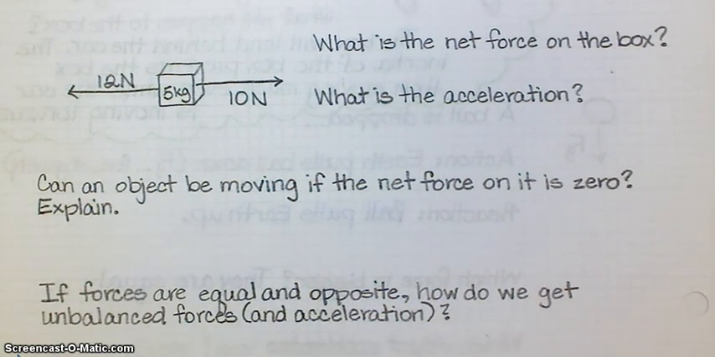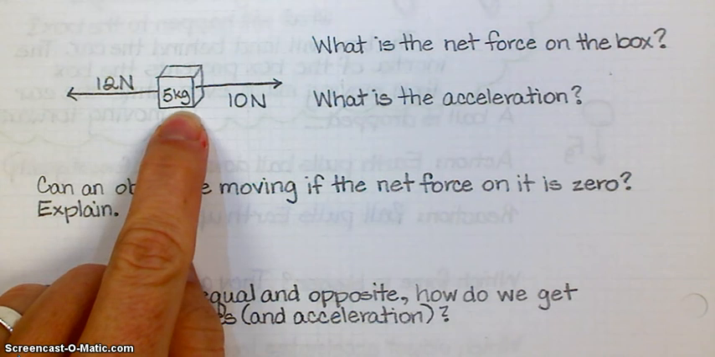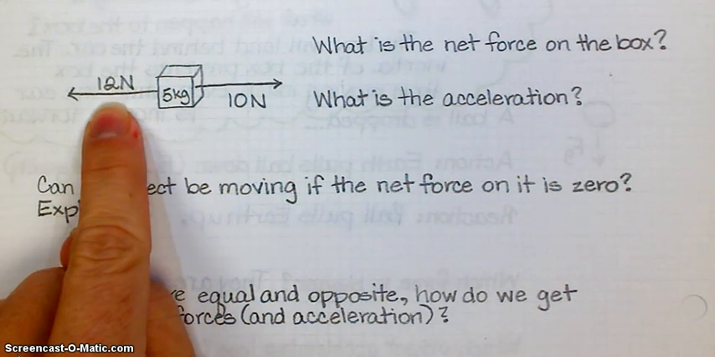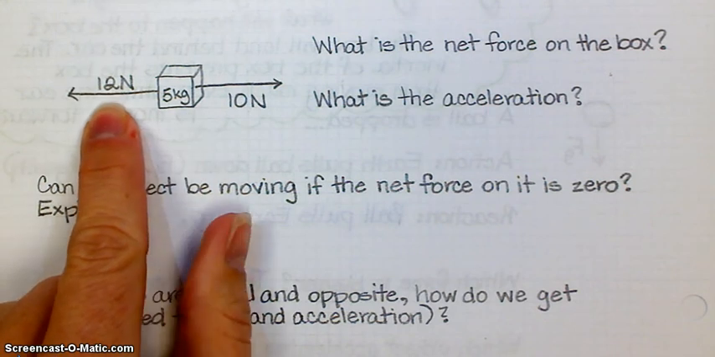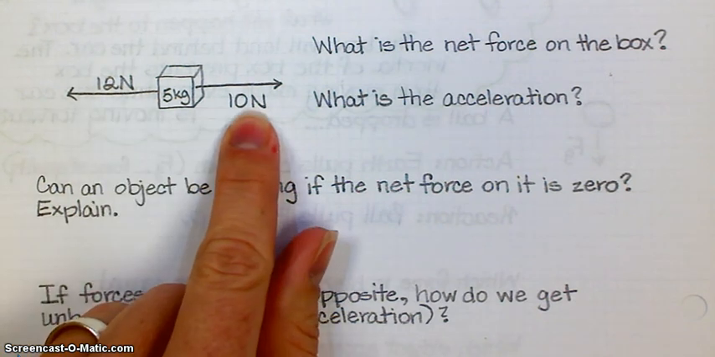So you've got a box with a couple of forces acting on it, and I want to know, what is the net force on the box? Well, first of all, please recognize that the 5 kilograms is a mass, so that is not considered part of the force. That's the mass of the box. I have a 12 Newton force acting to the left, and a 10 Newton force acting to the right.